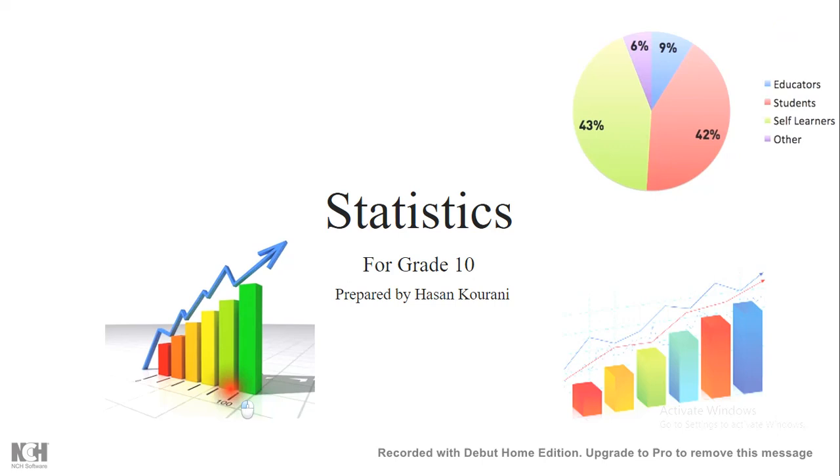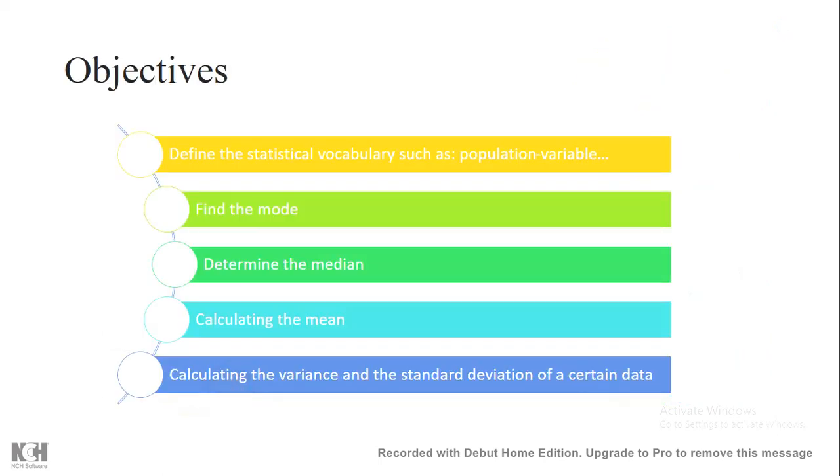This is Hassan Korani. In this video we are going to start our new chapter whose title is Statistics for grade 10. The objectives are: define the statistical vocabulary such as population and variable, find the mode, determine the median, calculate the mean, and calculate the variance and the standard deviation of certain data.